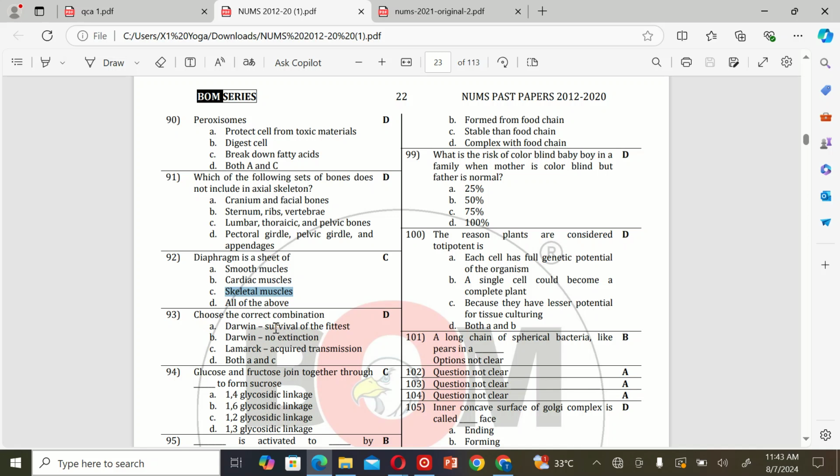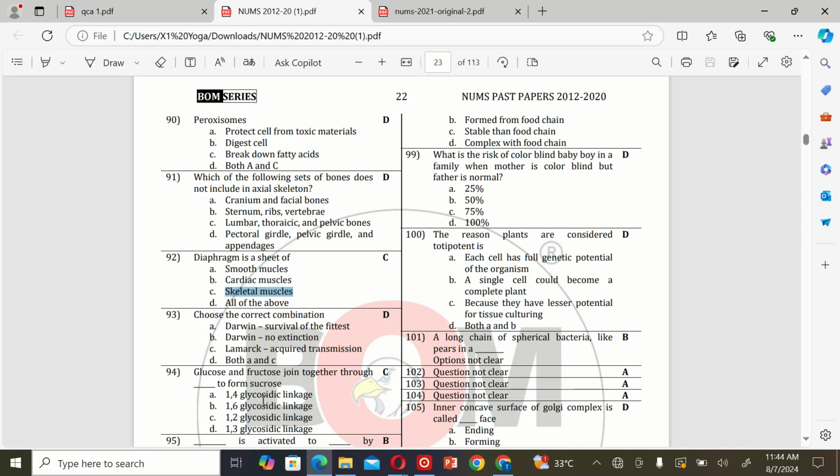The next MCQ is, choose the correct combination. A. Darwin, survival of the fittest. B. Darwin, no extinction. C. Lamarck, acquired transmission. D. Both A and C. So the correct option is D, both A and C.